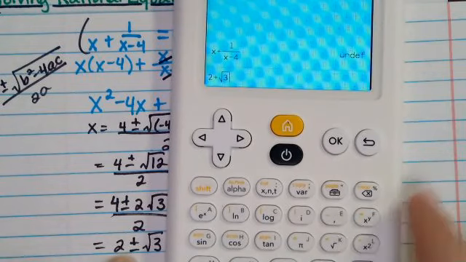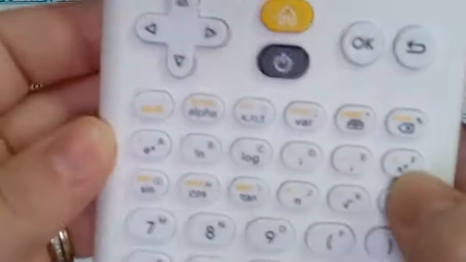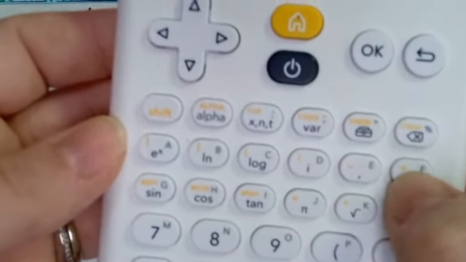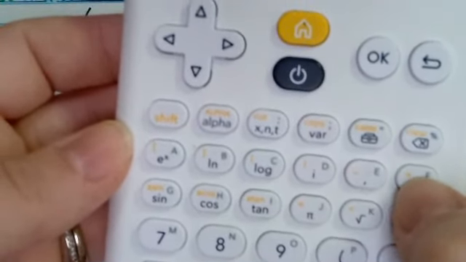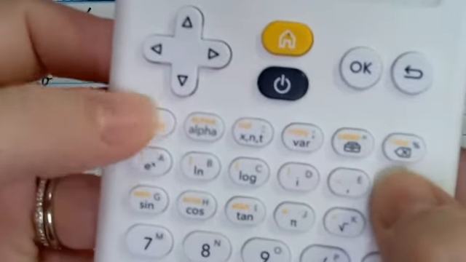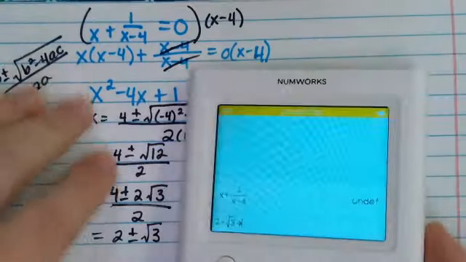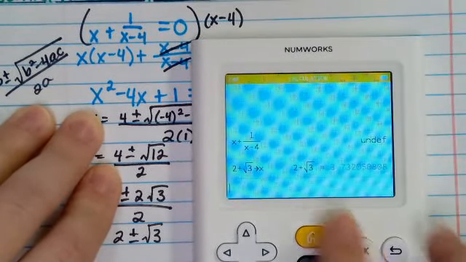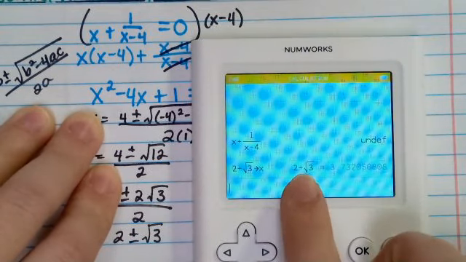I don't know if y'all can see. Underneath the clear button, there's this button, and it's got a little yellow arrow on it. Okay, we want to use that yellow arrow feature. So we're going to have to hit Shift and then that arrow. And then we're going to say X. What that does is it told X to be this value.